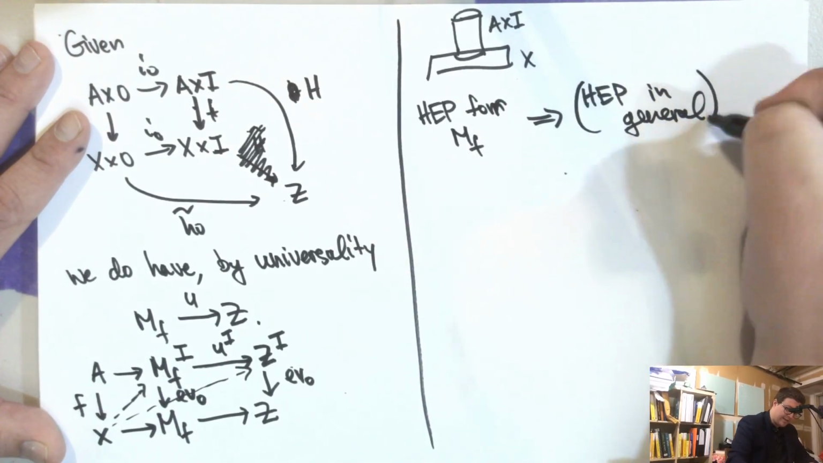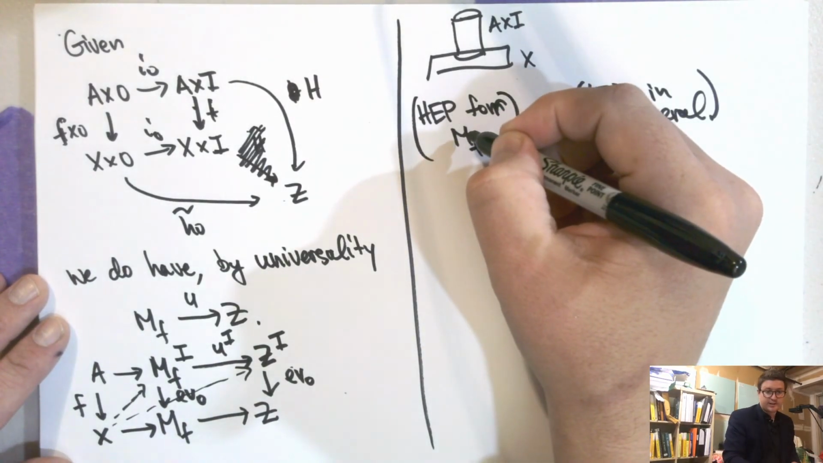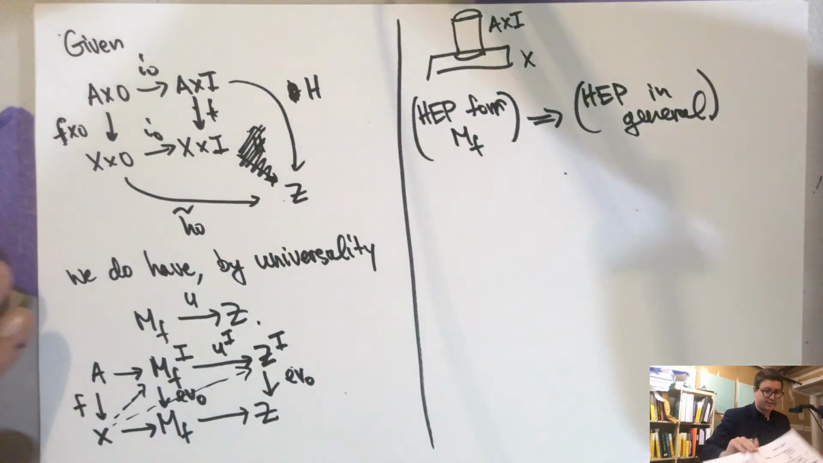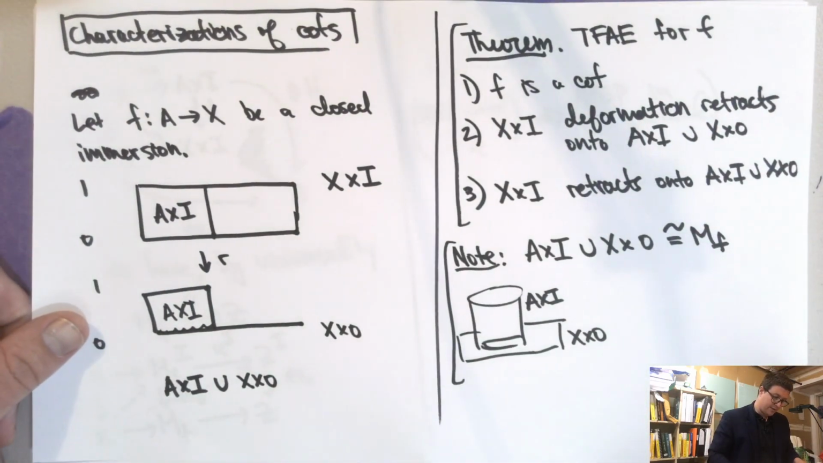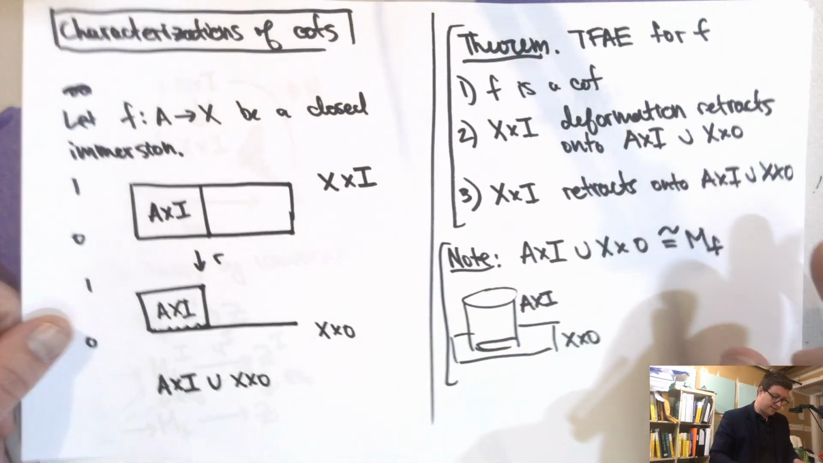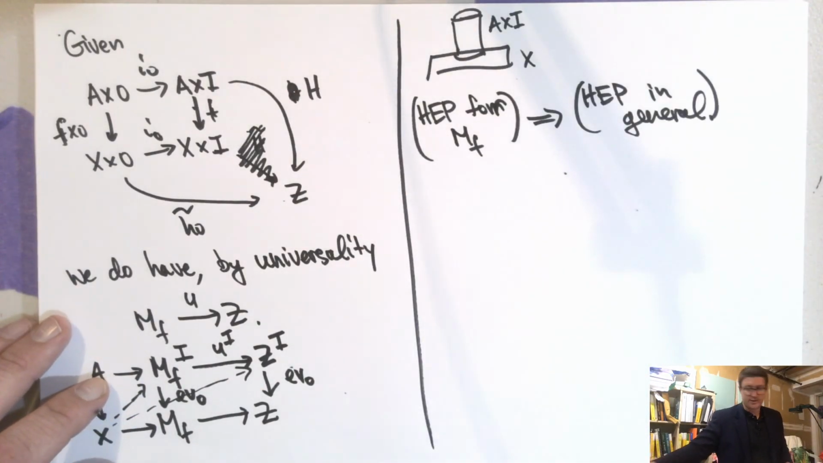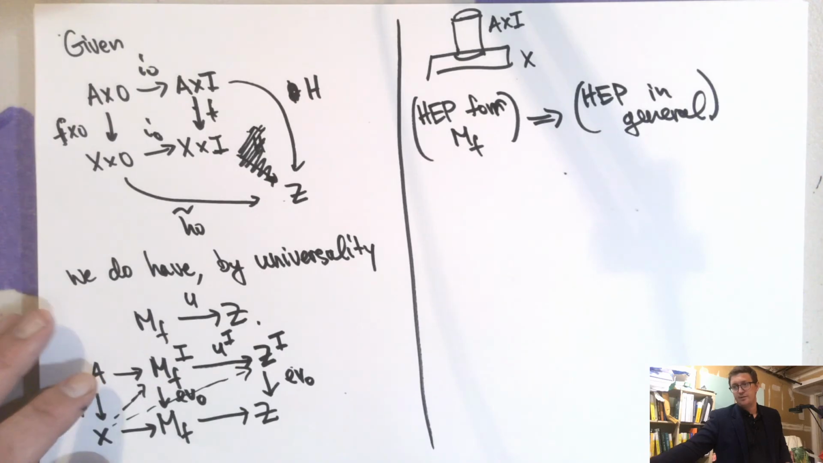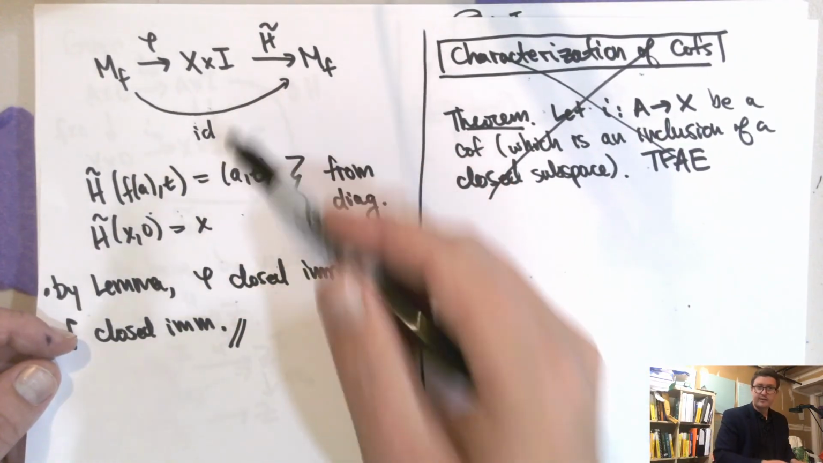And I claim that the homotopy extension property for MF is precisely this statement here, right? That we have these maps here.